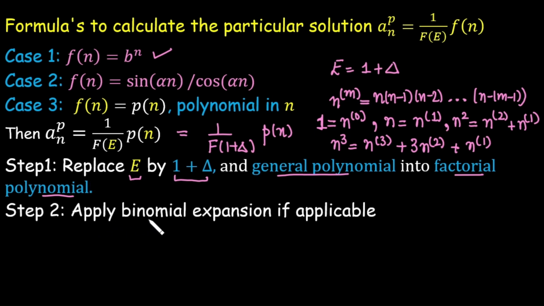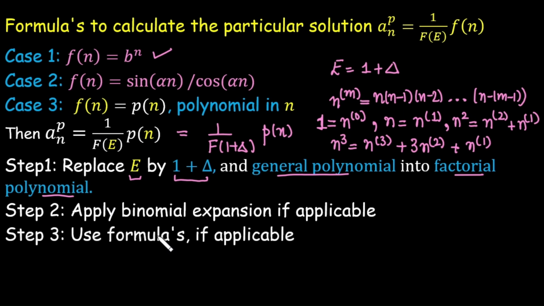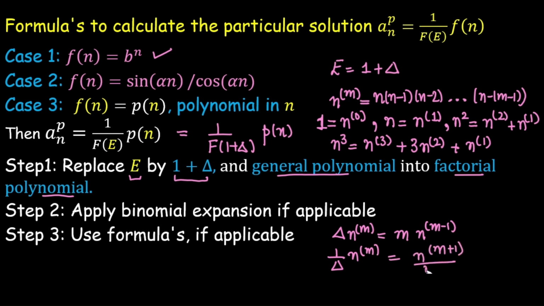After writing E as 1 plus delta and converting the general polynomial into the factorial polynomial, we need to apply the binomial expansion if it is applicable, and then use the formulas. What type of formulas? Basically, we will get terms of delta into n raised to power m factorial form. Evaluate this as m into n raised to power m minus 1. The second formula in this case is 1 by delta of n raised to power m, which is equal to n raised to power m plus 1 by m plus 1. Here these two are the factorial polynomials.